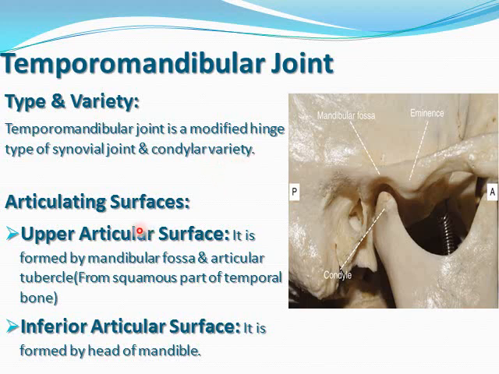There are two articular surfaces, an upper articular surface and a lower or inferior articular surface. Upper articular surface is formed by the articular tubercle or eminence, which shows convexity downwards, and posterior to that there is mandibular fossa or articular fossa to accommodate the head of the mandible, while the lower or inferior articular surface is formed by the head of the mandible.